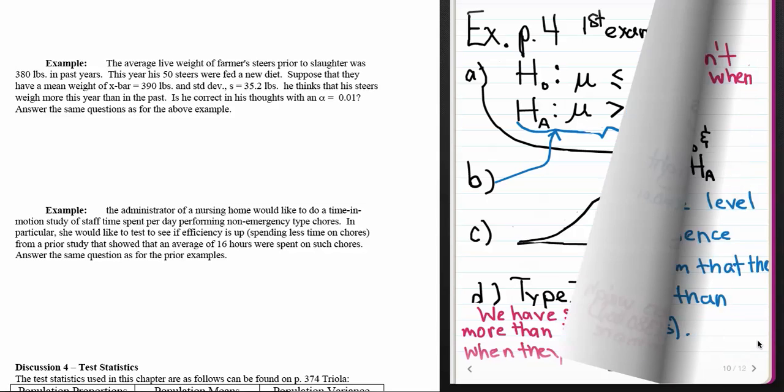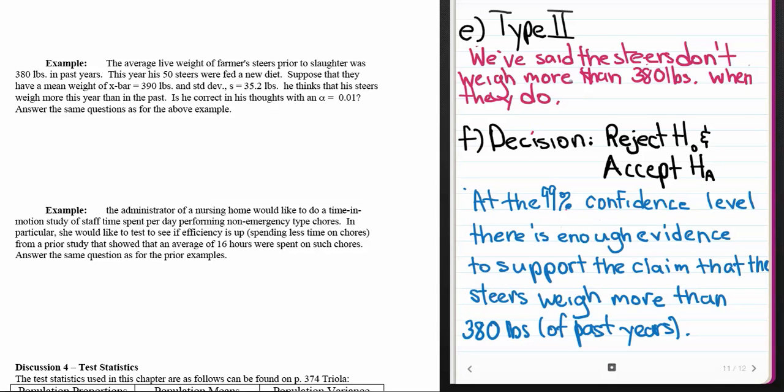The type 2 error would have been that we have said that the steers don't weigh more than the 380 pounds when they actually do weigh more than 380 pounds. If we're going to reject the null and accept the alternative, we could state this as, at the 99% confidence level, there is enough evidence to support the claim that the steers weigh more than 380 pounds, and I put in parentheses of past years.